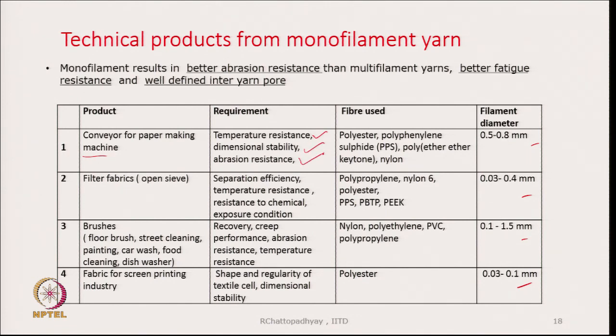This is a technical product. Fibers used are polyester, polypropylene, polyphenylene sulfide, polyether ether ketone, nylon. So, these are the fibers which are used, and typical filament diameters are also stated. So, one side product, typical requirements, fiber to be used for them, and the filament fineness in terms of their diameter is stated here. So, this is what these products are made from monofilament.